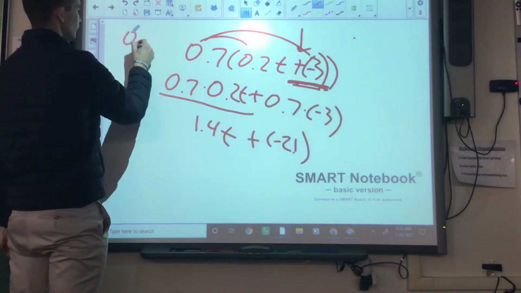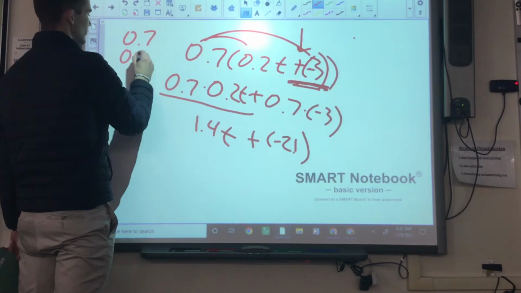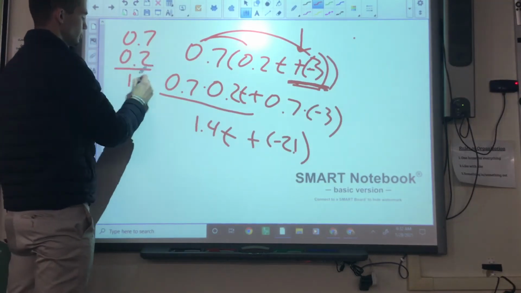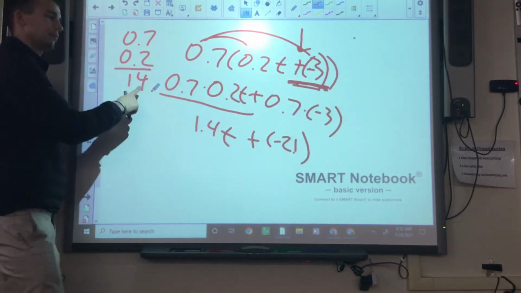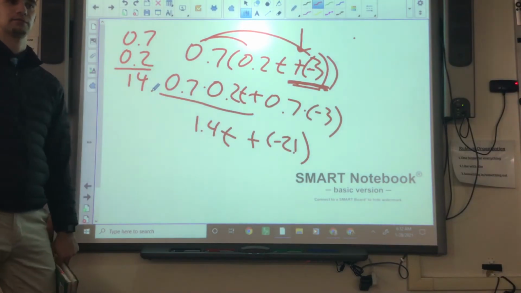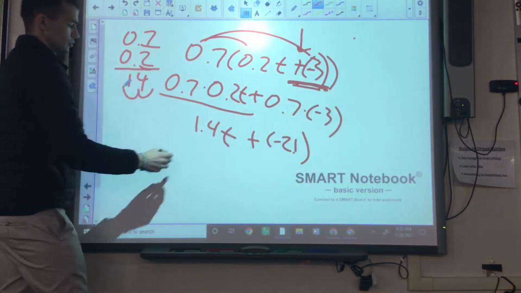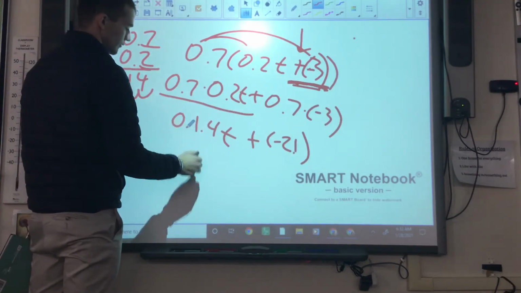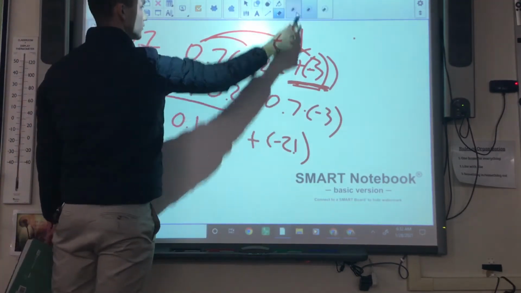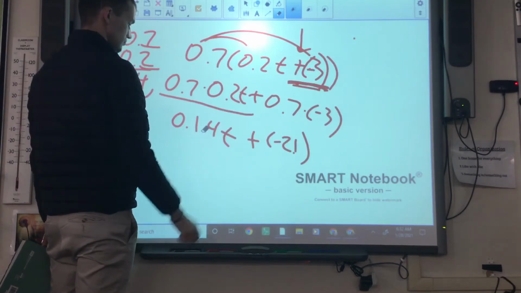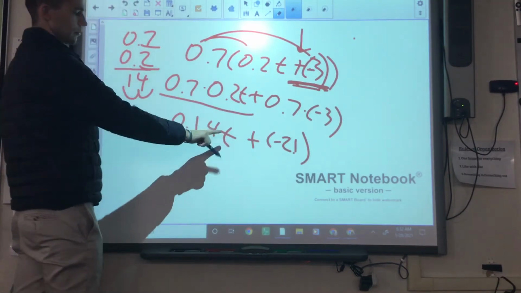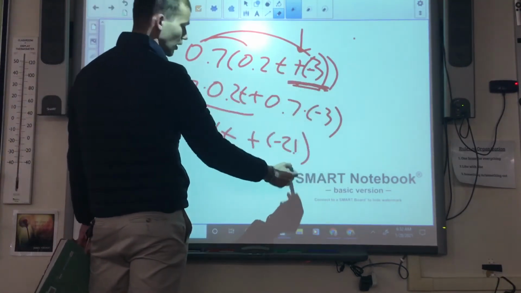Think about it. 0.7 times 0.2. 2 times 7 is 14. Here's the decimal. How many decimals are you supposed to add back? Two of them, one for here, one for here. So it should be 0.14 plus a negative 2.1.